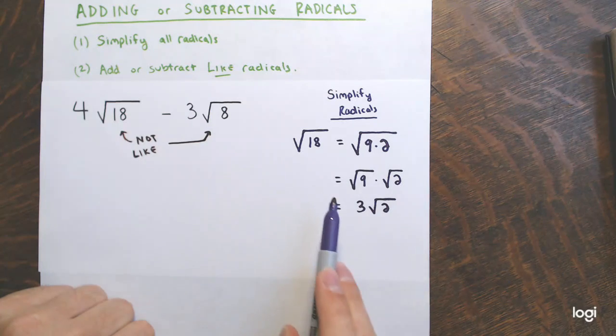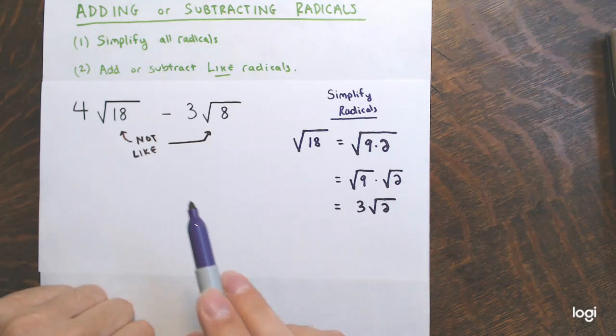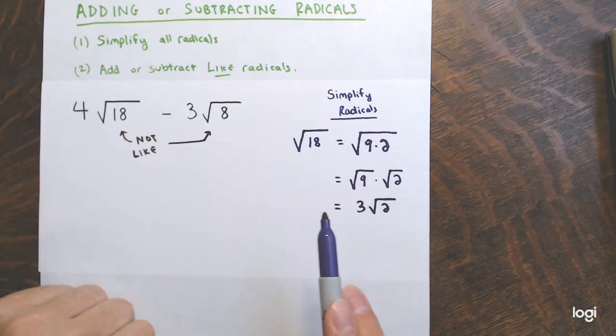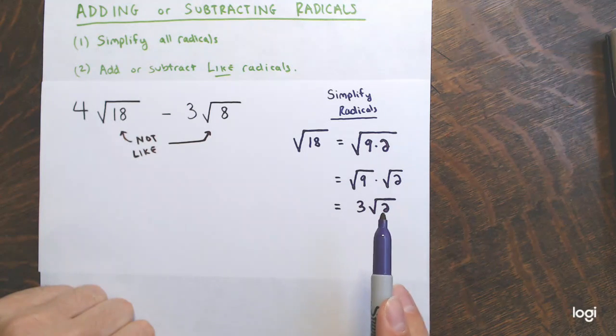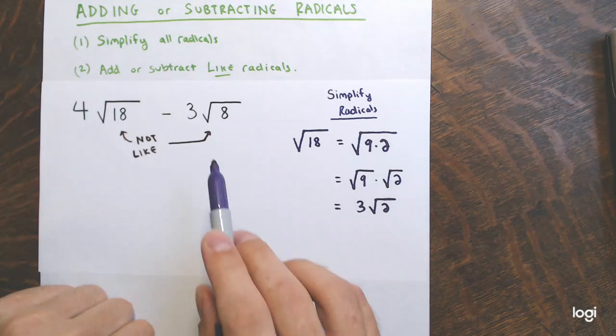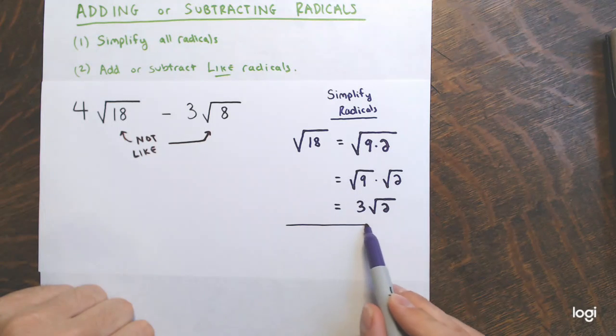All right, so I'm gonna fill that in here in a second. Replace the square root of 18 with a factor of 3 and a factor of the square root of 2. Same thing for square root of 8.